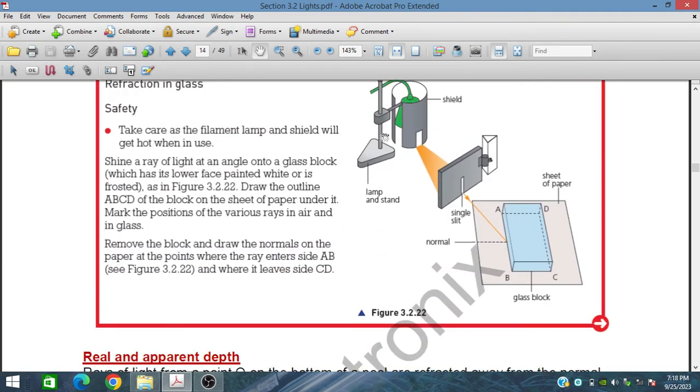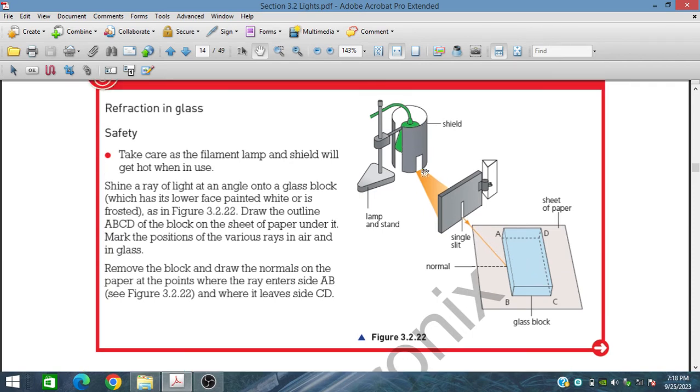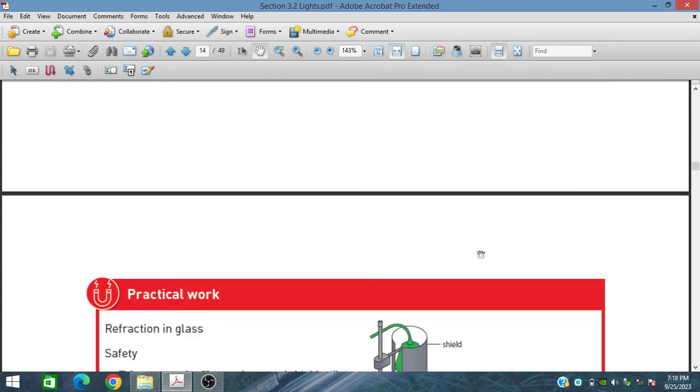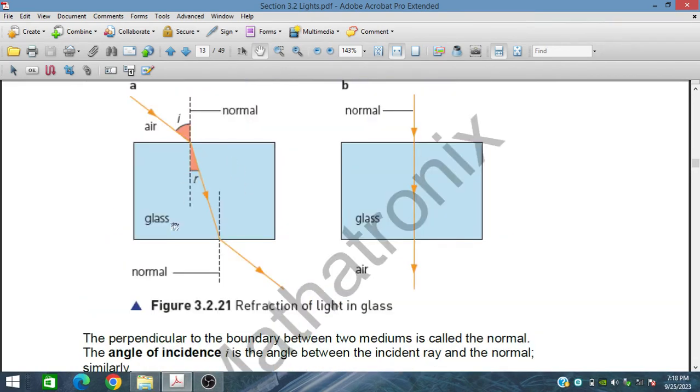This is the practical setup for refraction. Here we have a shielded light ray, and these are slits, and the ray is entering at this angle. We can make different angles to get different refraction angles, and we can perform this kind of experiment with different incident angles and different refraction angles.